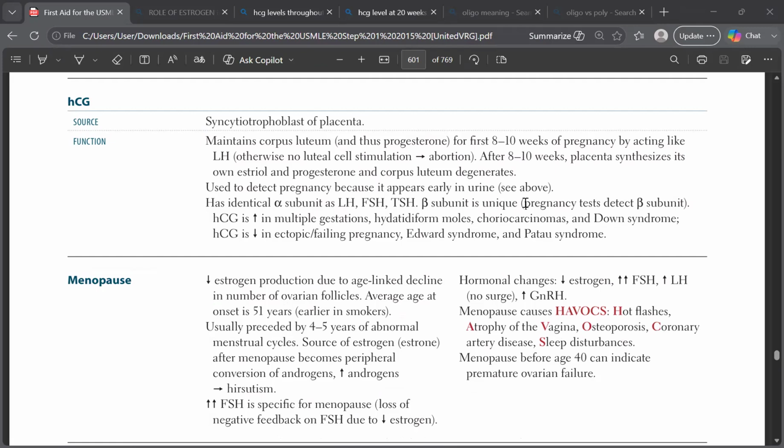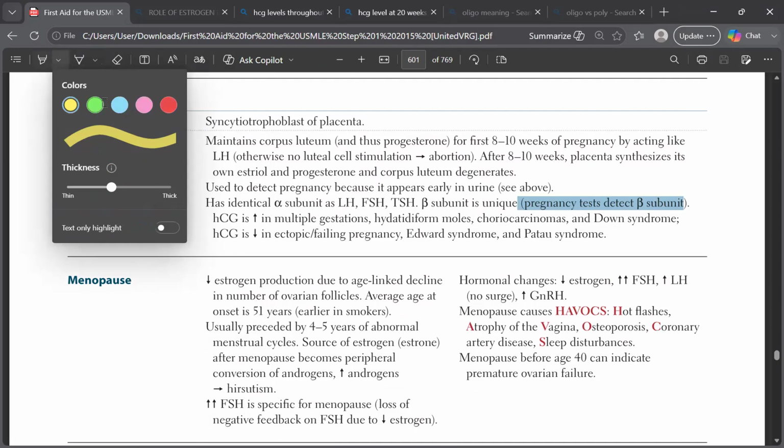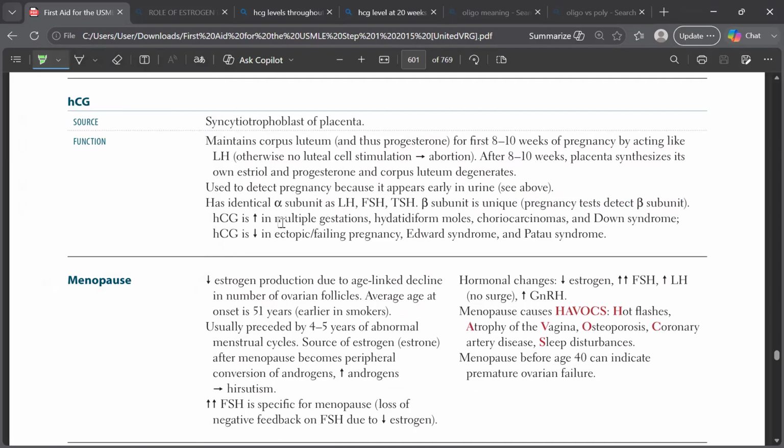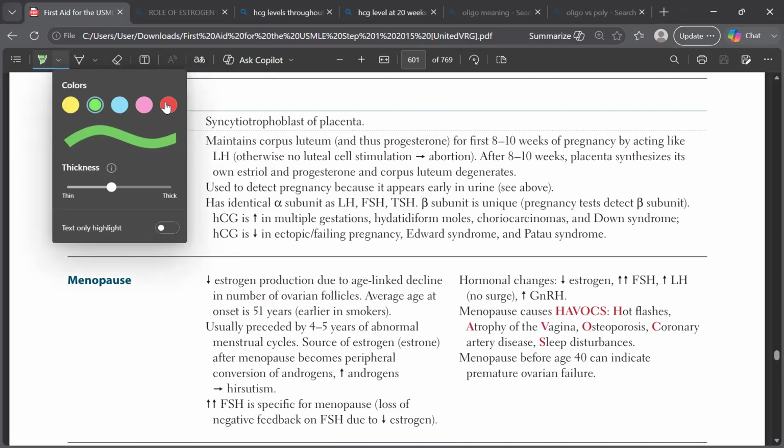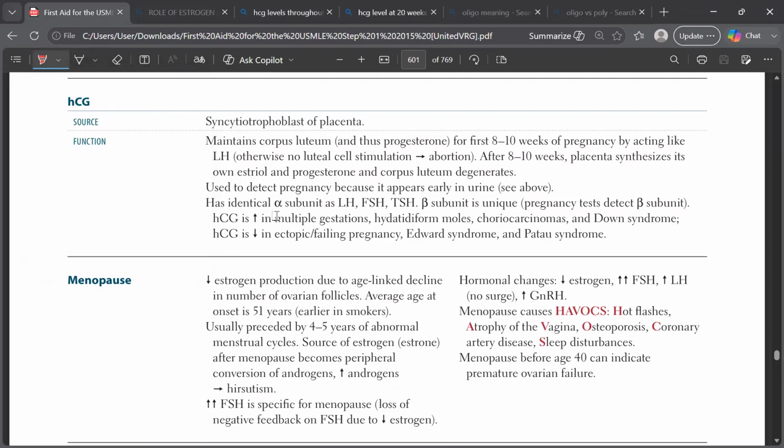The beta subunit is unique because pregnancy tests detect the beta subunit. This one is important. And HCG is increased. This is a really highly needed point, that HCG is increased, so I'd like to highlight it red. It is increased in multiple gestations, hydatidiform moles, choriocarcinomas, and Down syndrome.